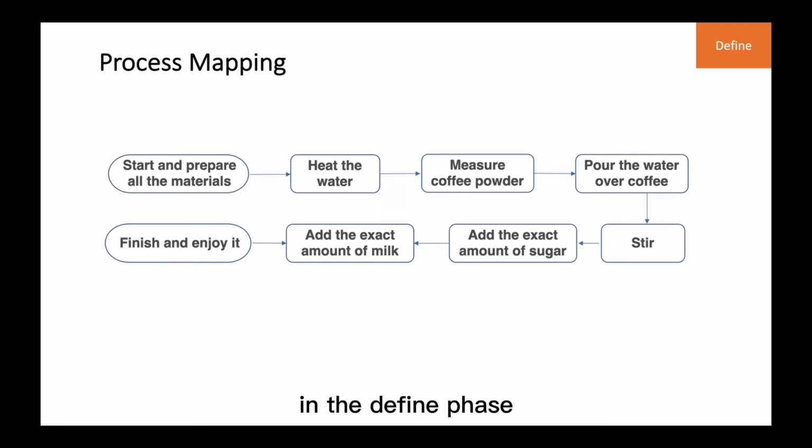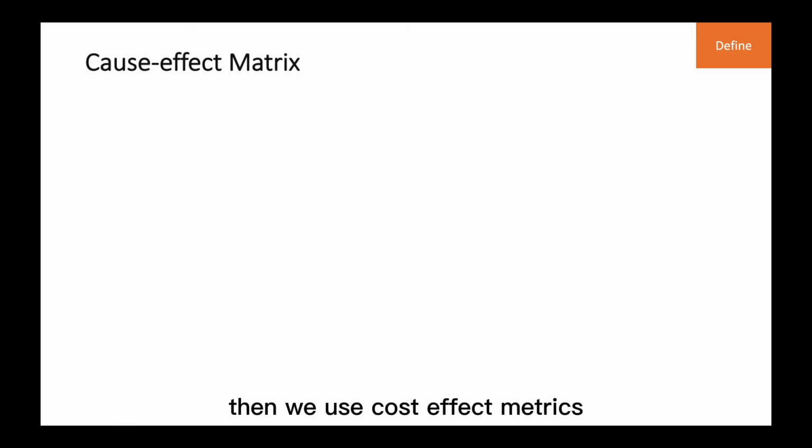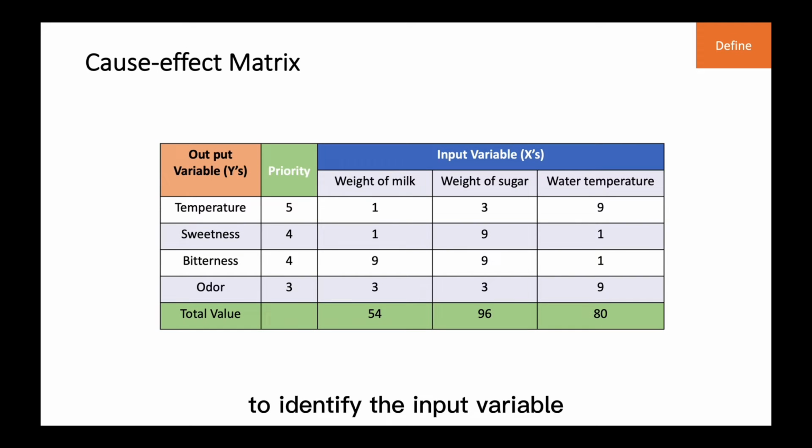In the define phase, we firstly use process mapping to identify the workflow. Then we use cause-effect metrics to identify the input variable and output variable and mark the correlation between them.